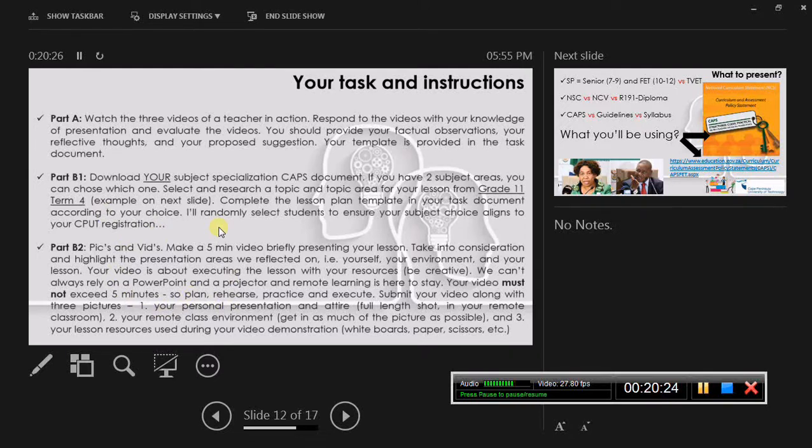Then part B2 is called Picks and Vids. So you have to now take your lesson that you created in B1 and make a 5-minute video briefly presenting your lesson. Now this is known as a micro lesson. So you don't want to create lengthy online lessons, and online lessons are here to stay. So let's get prepared for it.